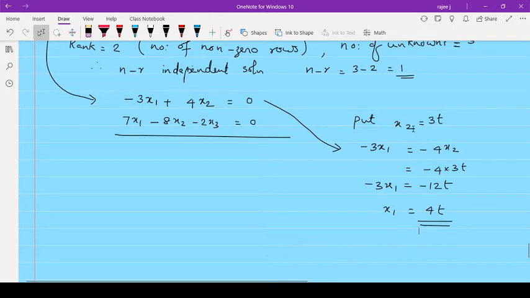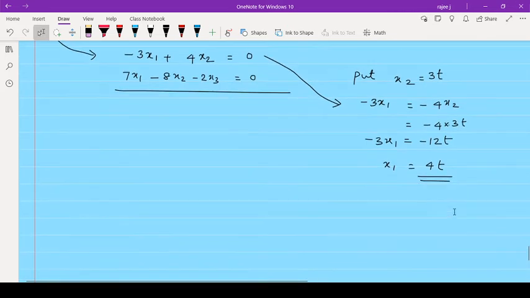You can take x2 equal to t, t by 2, 2t, 3t, anything like that. The only thing is that I don't want the fraction there, so I just put x2 equal to 3t. You can take anything here, not only t, t1, t2, anything you can take.